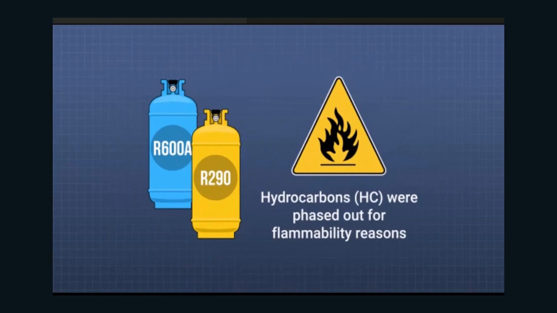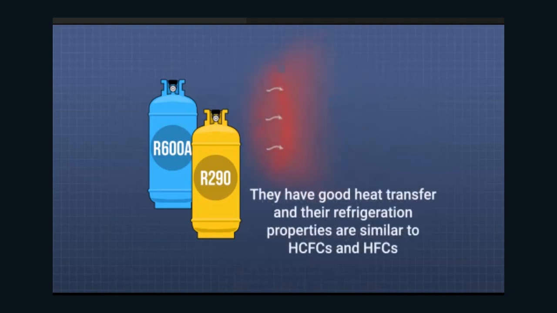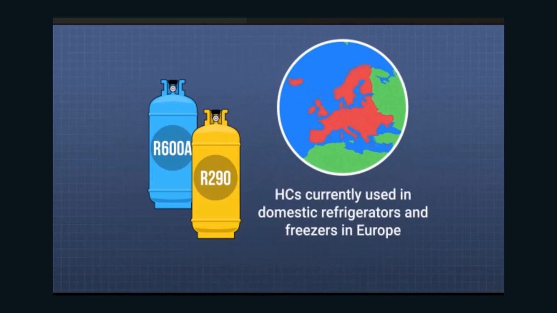Hydrocarbons, or HC. Hydrocarbons like propane and isobutane were phased out for flammability reasons. They have good heat transfer, and their refrigeration properties are similar to HCFCs and HFCs. Hydrocarbon refrigerants are currently used in domestic refrigerators and freezers in Europe.